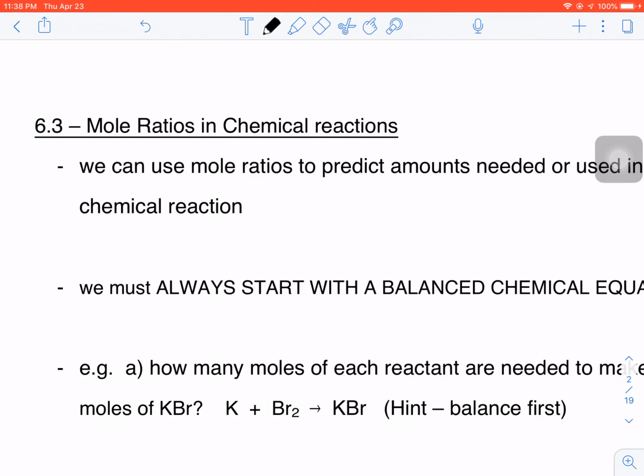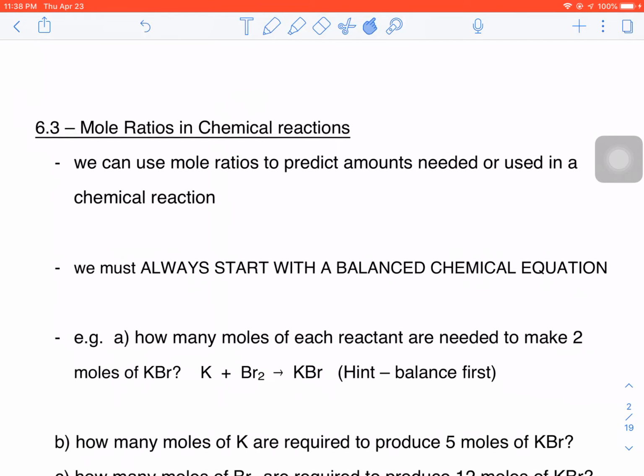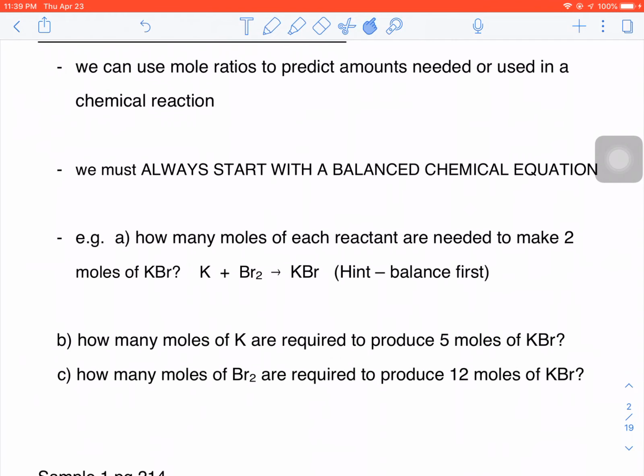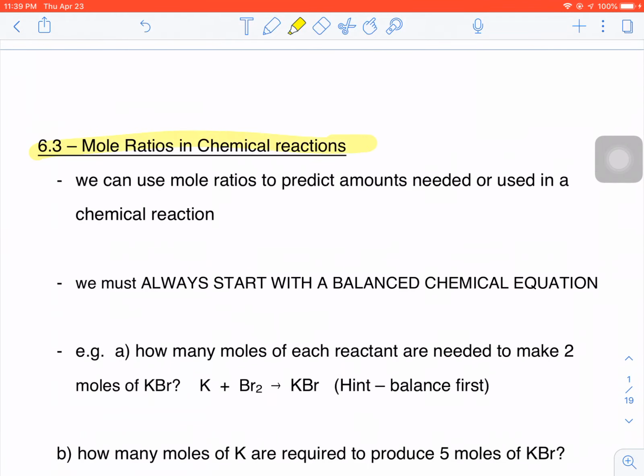Now, I want to look at a new topic today, which is something called mole ratios. Mole ratios basically allow us to predict, if I know how many moles of reactants I'm starting with, how many moles of products there will be. Or if I know how many moles of product I want, I can determine how many moles of reactants I need. Now, there's a sample here. Okay, so we're in 6.3. Again, we're using mole ratios to predict the amounts needed or used in a chemical reaction.